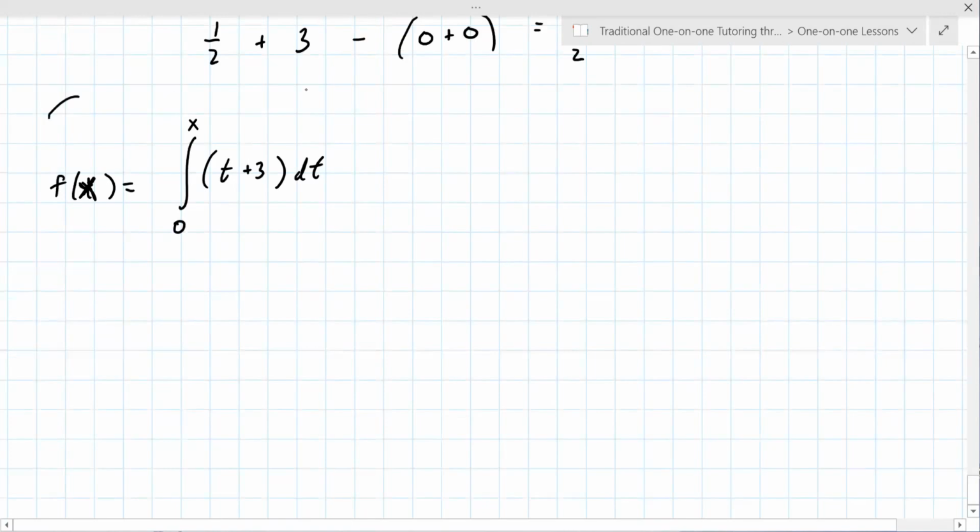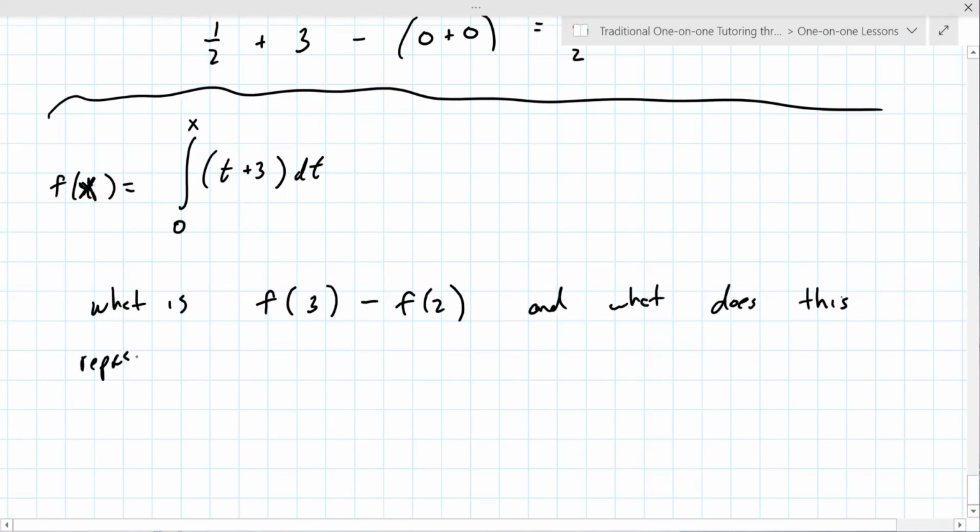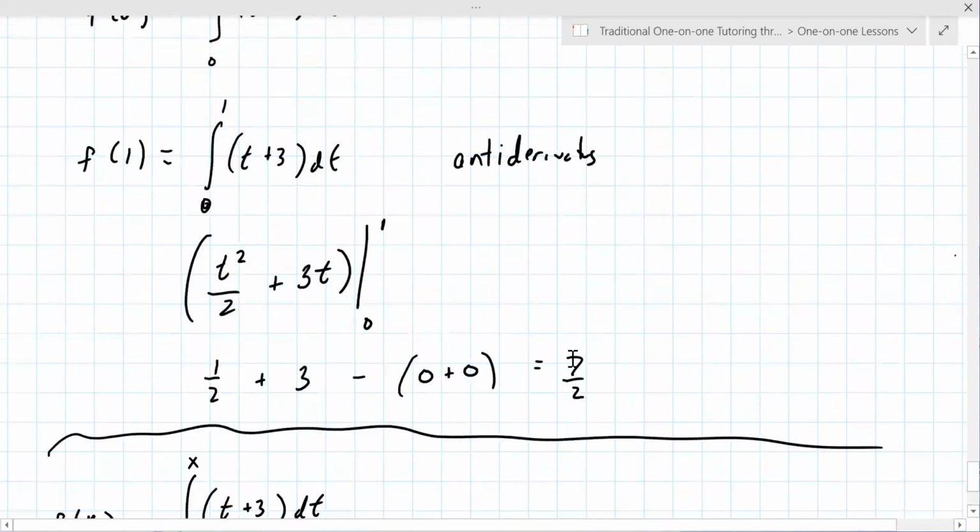Okay, so the questions could say something like, what is f of 3 minus f of 2? And what does this represent? Actually, let me do f of 1 because you already have that one. What is f of 3 minus f of 1? Yes, and you already found f of 1. So you just plug in 3.